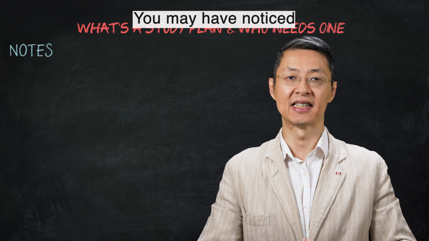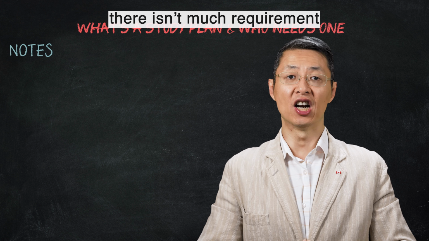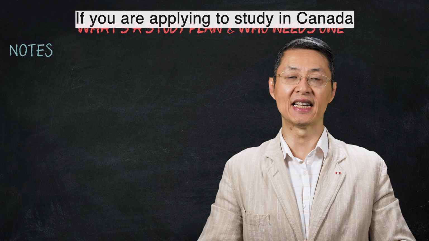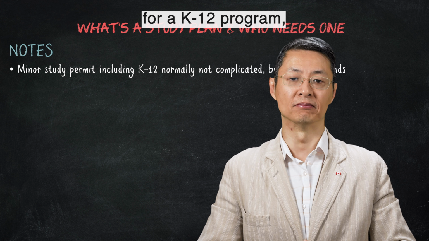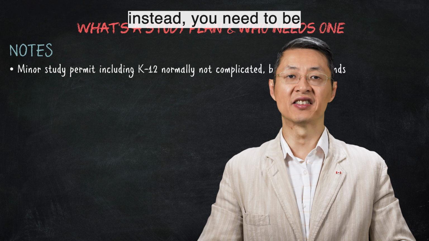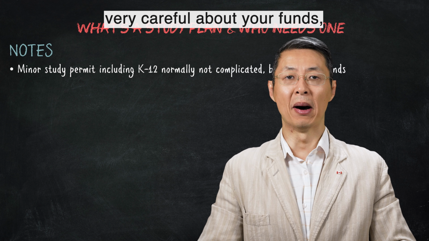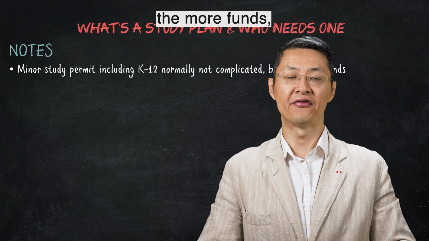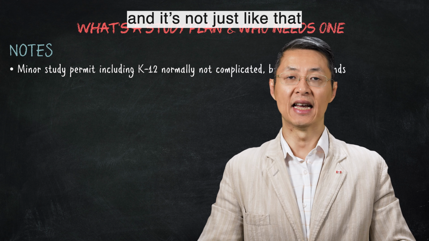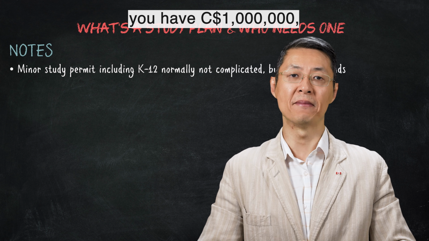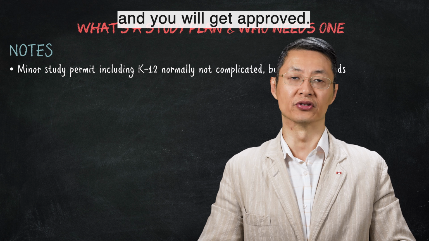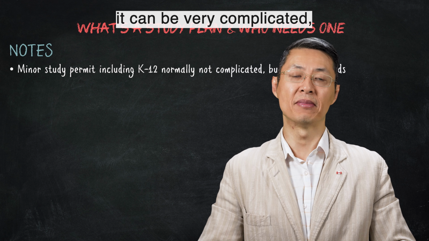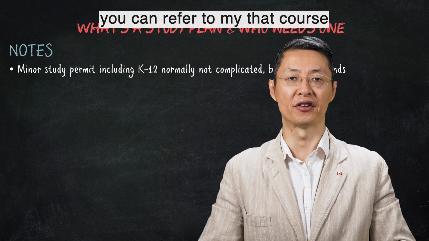You may have noticed from that checklist I just shared, there isn't much requirement on minor students. If you are applying to study in Canada for a K-12 program, your study plan would be very easy. Instead, you need to be very careful about your funds, because the longer you plan to study in Canada for, the more funds you will need to prove you have. And it's not just like that you have 1 million Canadian dollars and you will get approved. It's more about proving your source of those funds. It can be very complicated. You can refer to my course for more details.